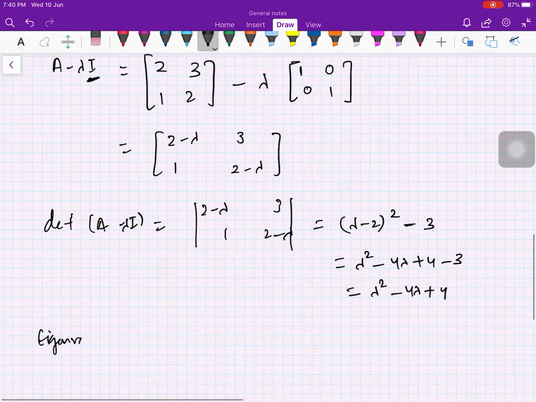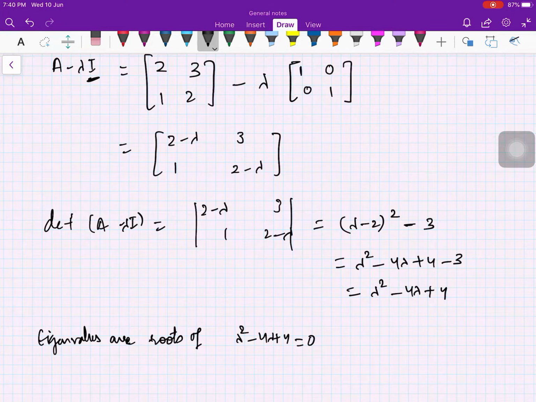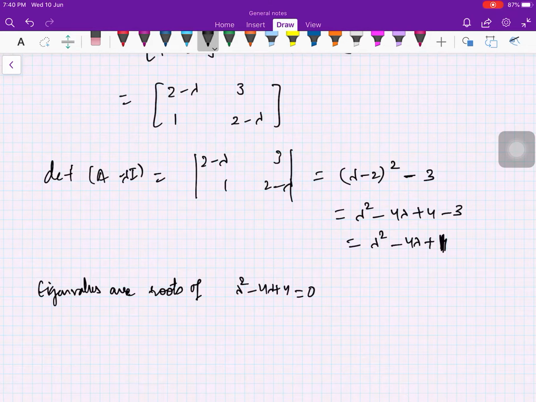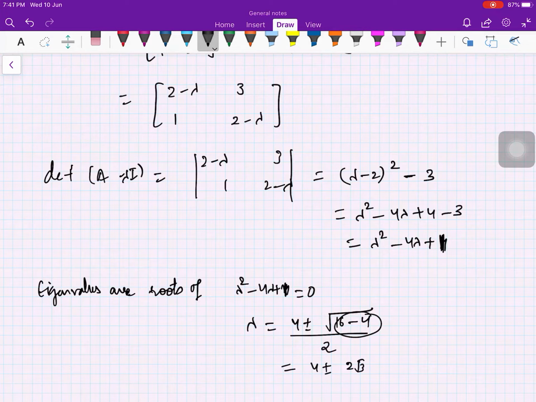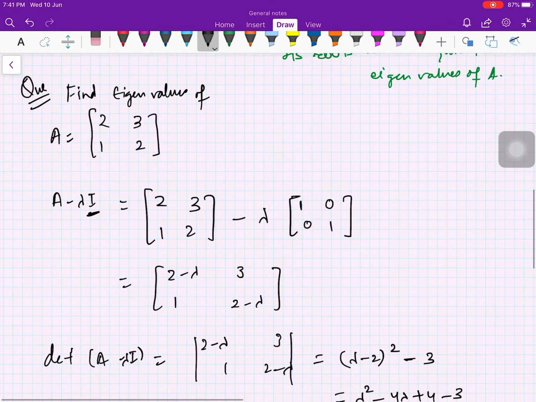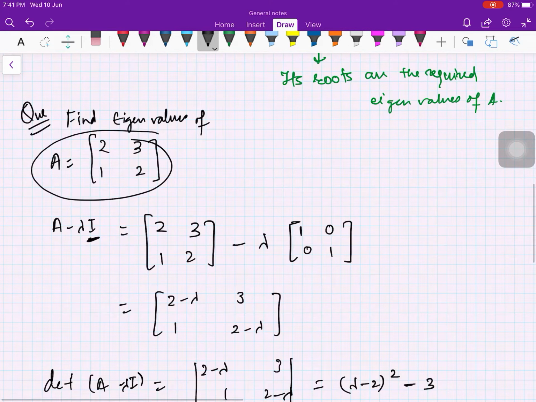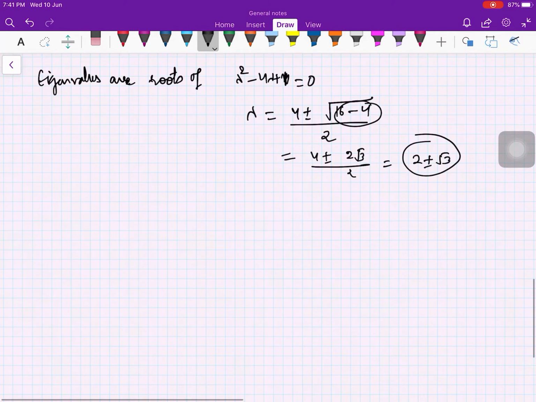So the eigenvalues are the roots of lambda squared minus 4 lambda plus 1 equal to 0. It means lambda is equal to (4 plus minus the square root of b squared minus 4ac) upon 2a. That is 4 plus minus the square root of 12, that is 2 root 3, upon 2. So these are the two eigenvalues of this given matrix. You can find the corresponding eigenvectors too, how, I'll explain later. This is how you can find the eigenvalues of a matrix.